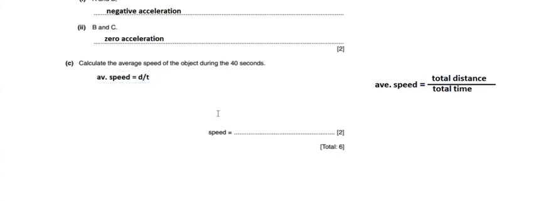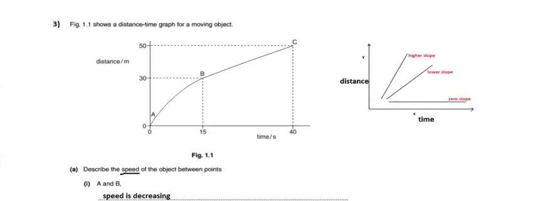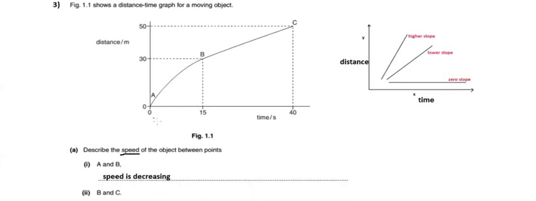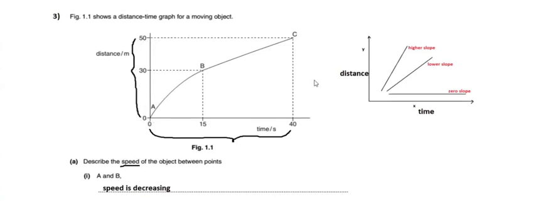So we need to calculate the average speed for this time duration, that is 40 seconds. Here you can see from 0 to 40 seconds, that means this time interval, how much total distance is covered by the object. It is going from here 0 to 50. This is the total distance traveled by the object. So it is going from 0 to 50 meters. So we can say in the time span of 40 seconds, it has covered the total distance of 50 meters.